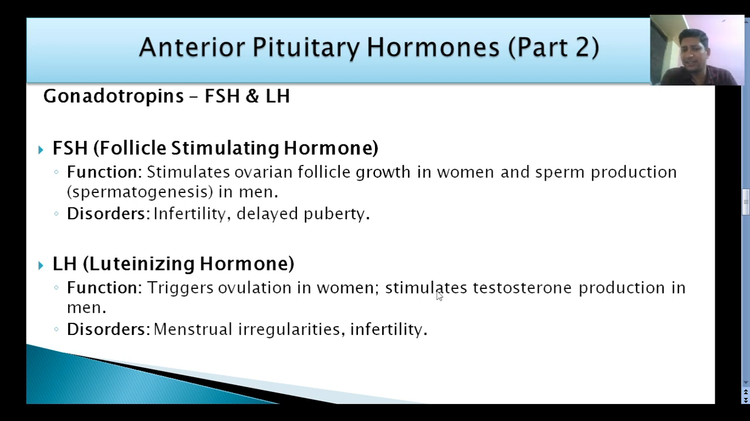And in the case of males, LH is responsible for production of the testosterone hormone. The disorders are menstrual irregularities, and infertility is also caused due to the lack of luteinizing hormone. And you should remember these two hormones stimulate the gonads or reproductive organs, hence they are called gonadotropins.